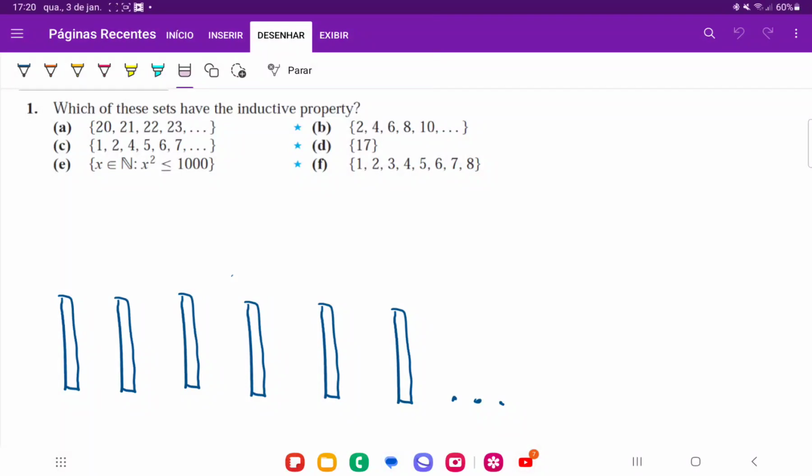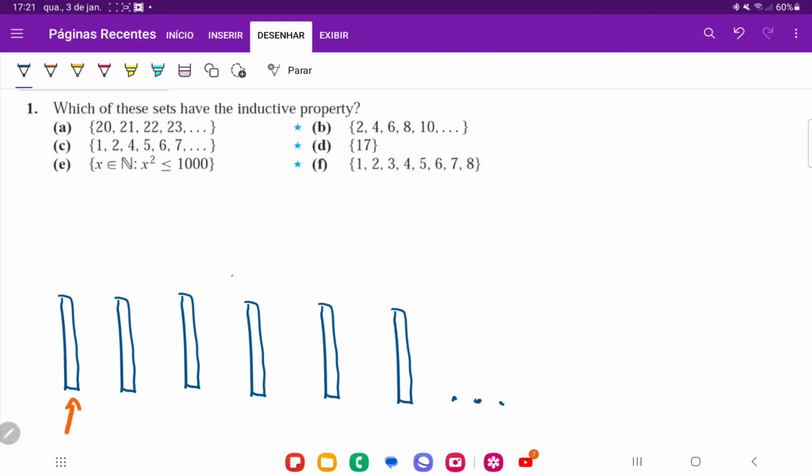Okay, so for problem 1, it's asking us which of these sets have the inductive property. Now the inductive property, you can think of it as being analogous to stacked dominoes. It's this idea that if you are at one domino, if you topple it over, it will topple the next one. And then, in turn, that next one will topple over its successor, and so on and so forth. So the idea of being able to access the successor is fundamental to the inductive property.